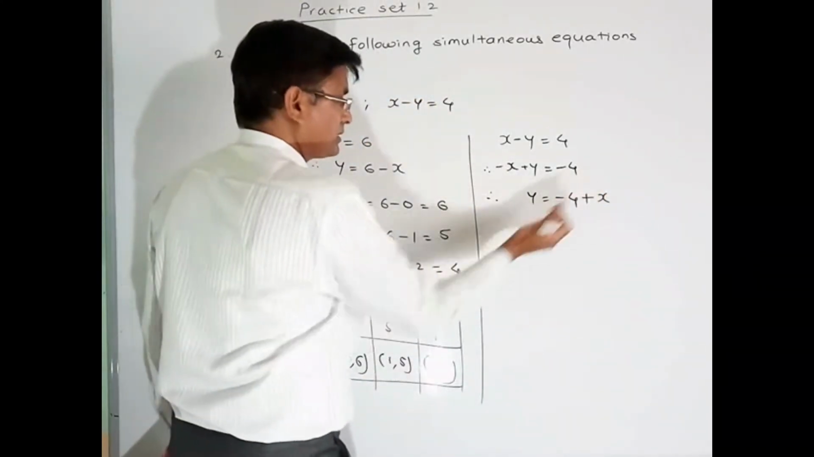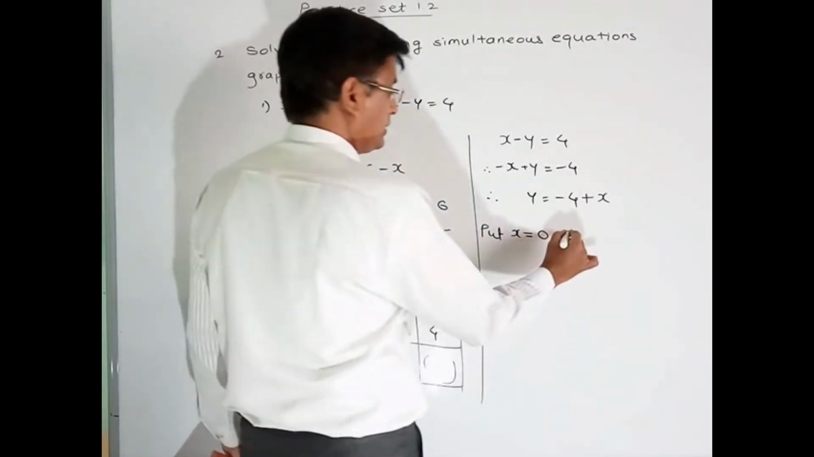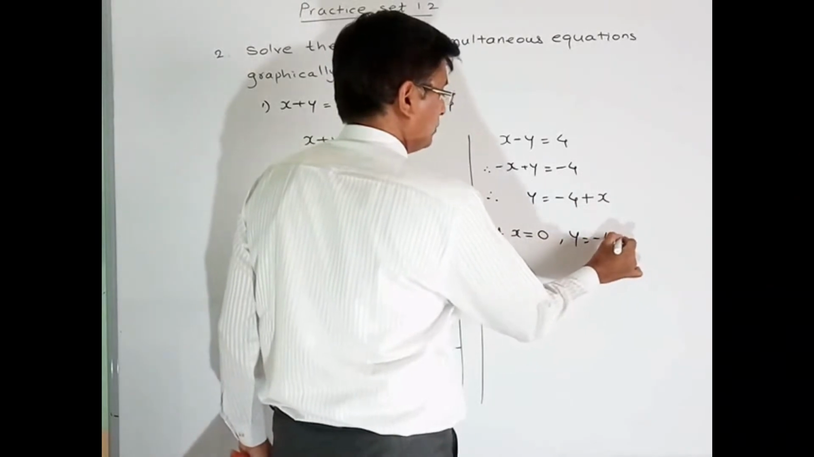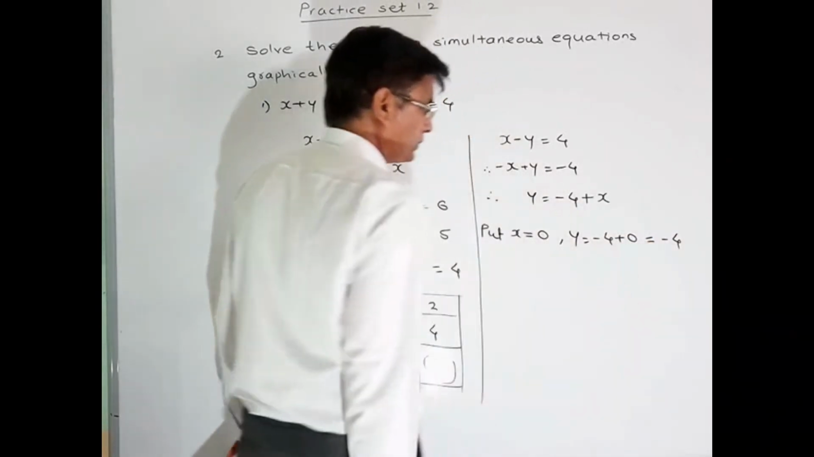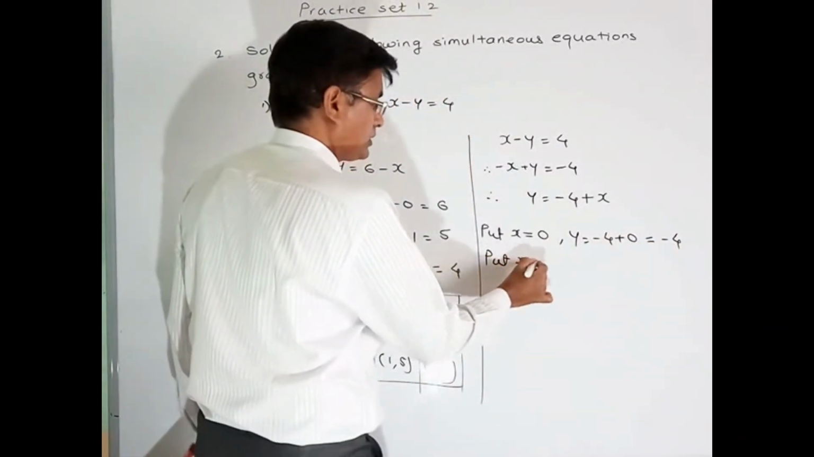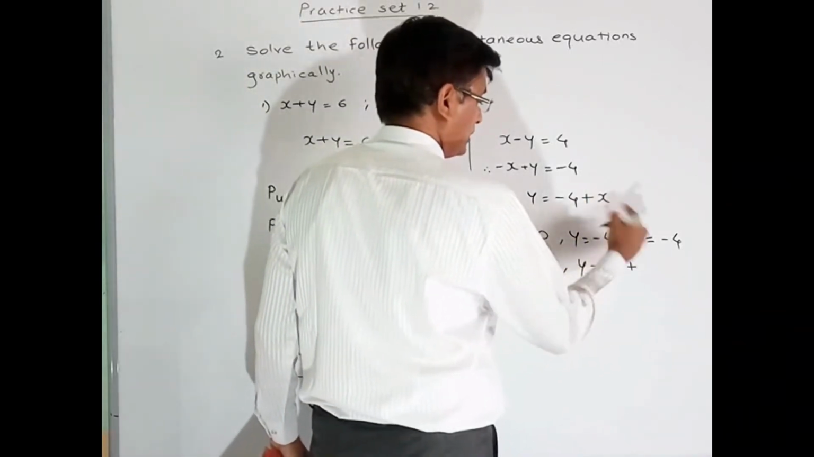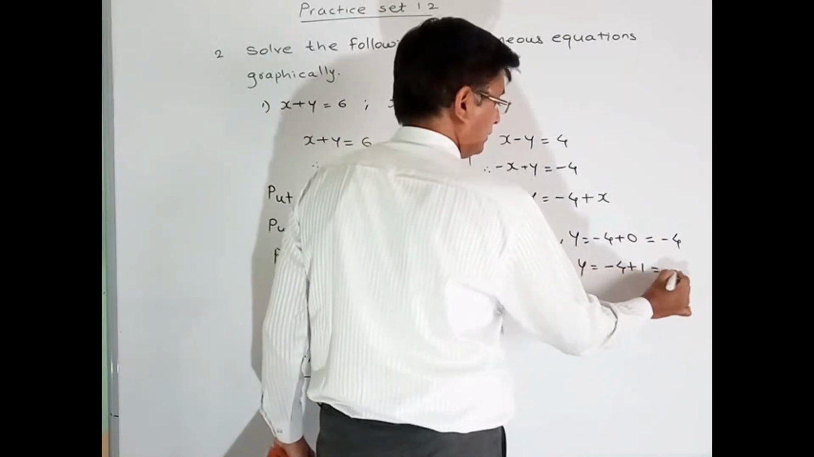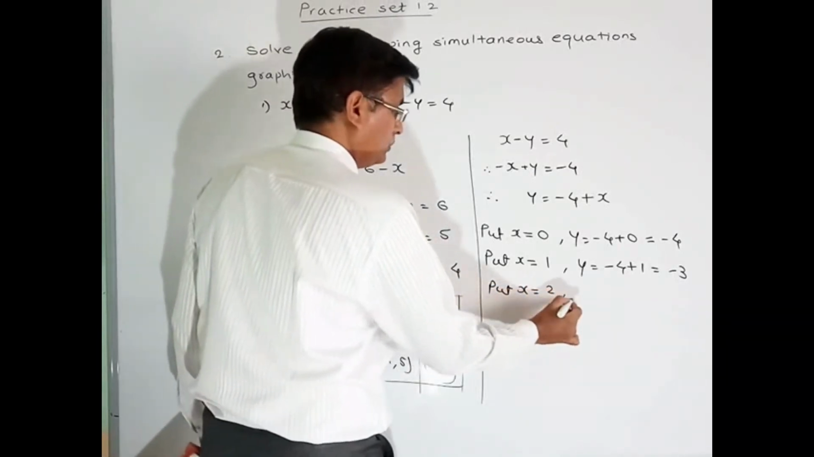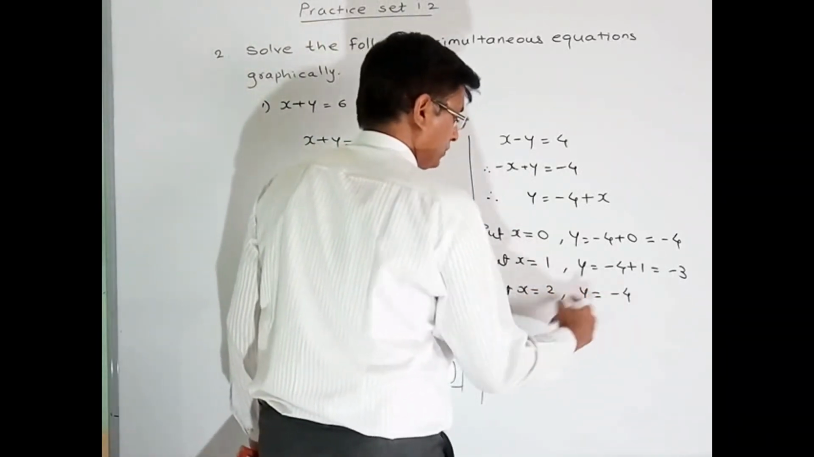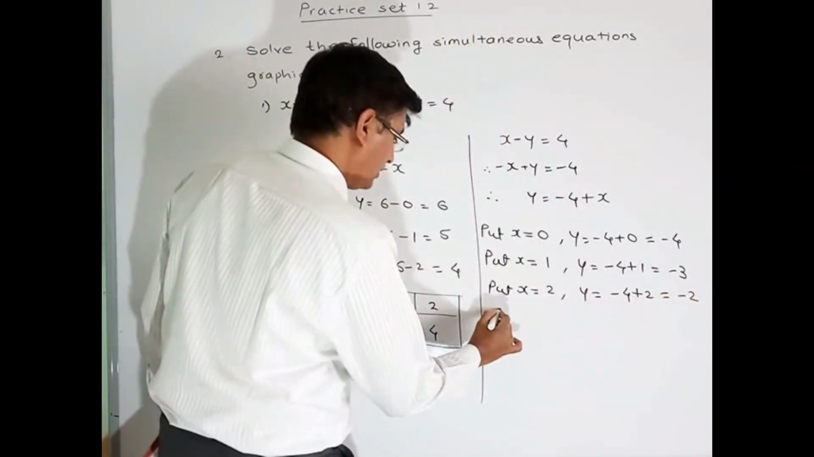Now put the values of x of your own. Put x is equal to 0. So y is equal to minus 4 plus value of x is equal to 0. Minus 4 plus 0, it is minus 4. Put x is equal to 1. Y is equal to minus 4 plus value of x 1. Minus 4 plus 1, it is minus 3. Put x is equal to 2, so y is equal to minus 4 plus value of x 2, answer is minus 2. Then I will draw the table.